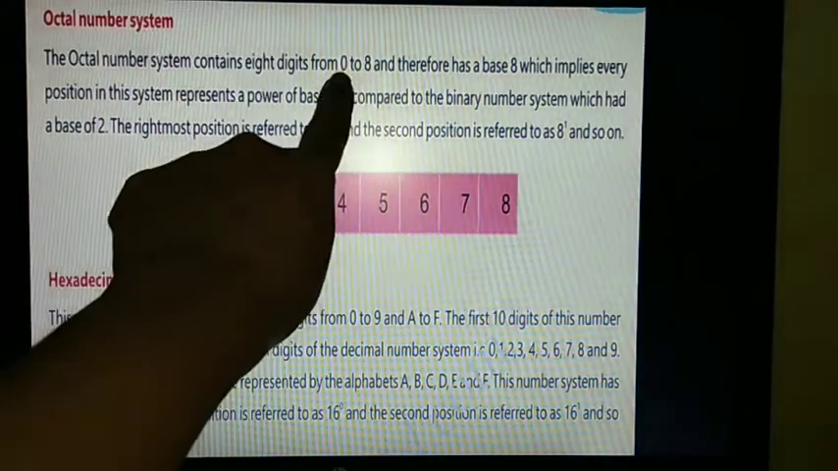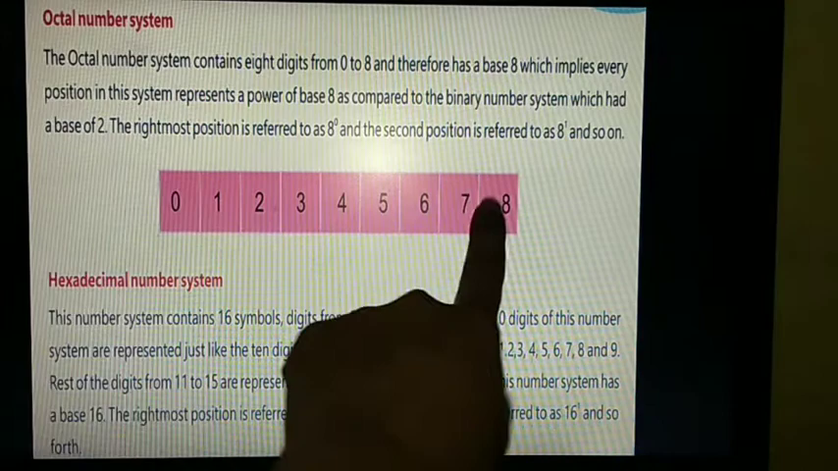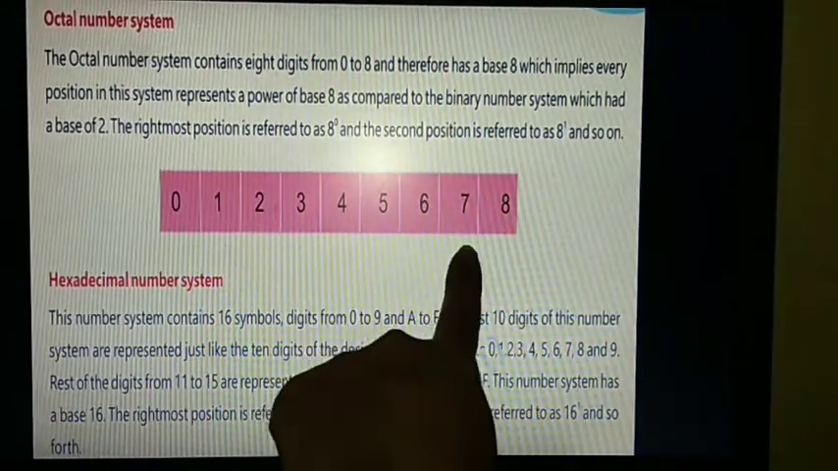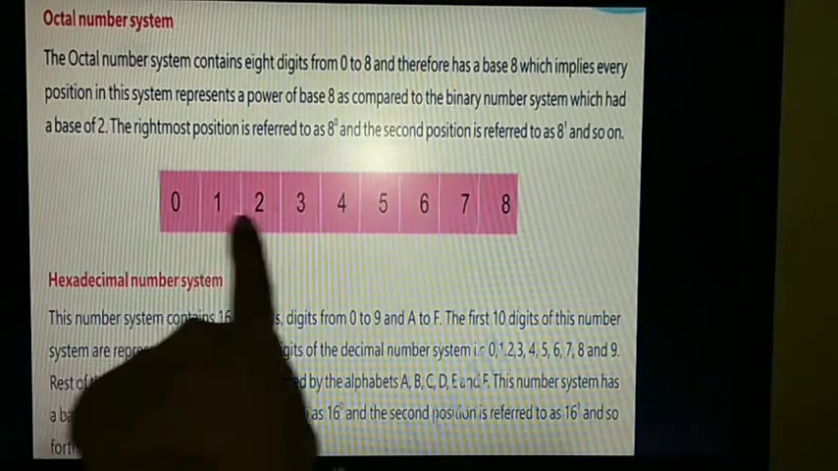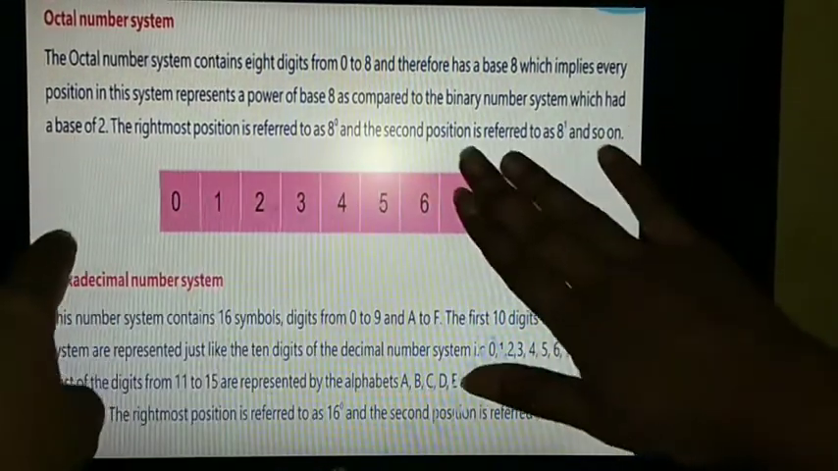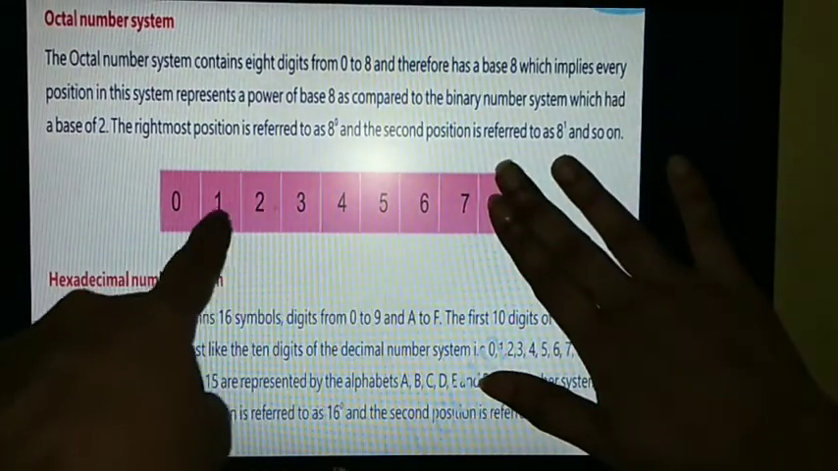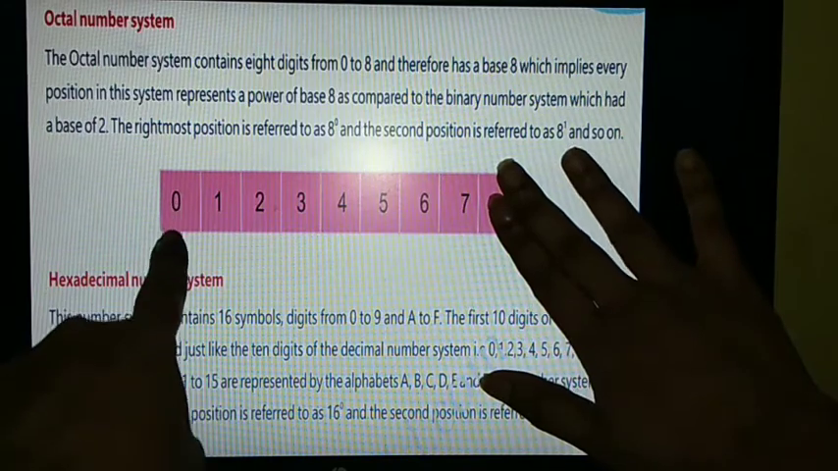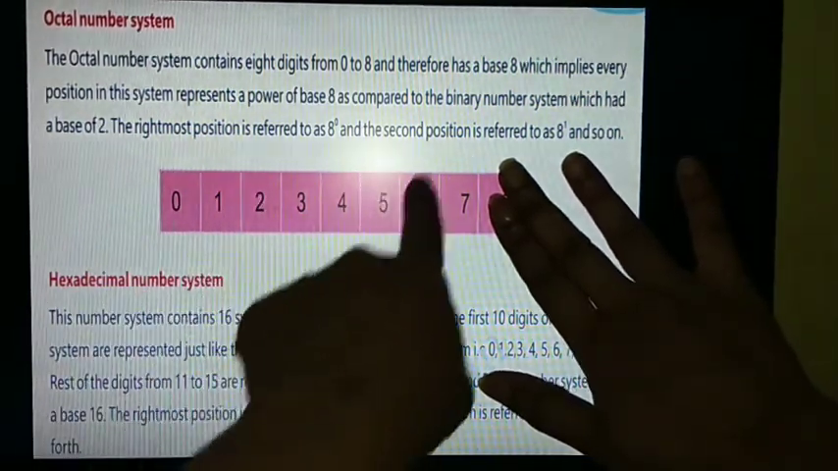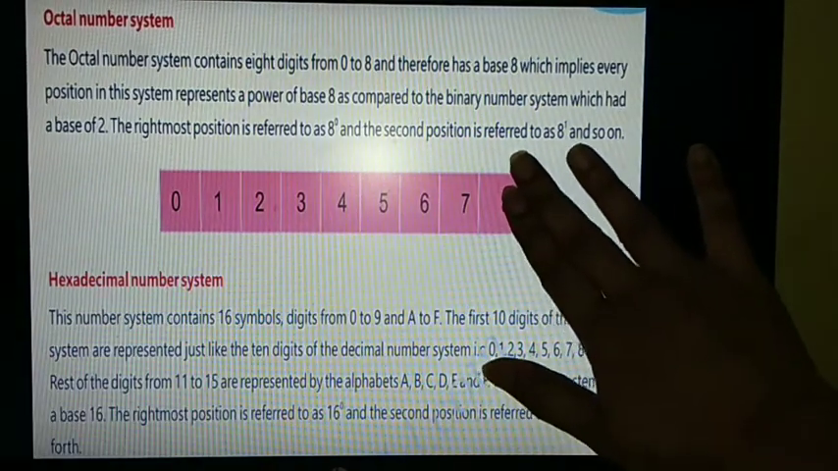Here there is a printing mistake written as 8, in this chart also they have added 8, but you do not have 8 over here. The octal number system consists of only 8 digits, starting from 0 to 7. You do not have 8. If you count, you can understand that is 1, 2, 3, 4, 5, 6, 7, 8. You do not have an 8 digit presented.